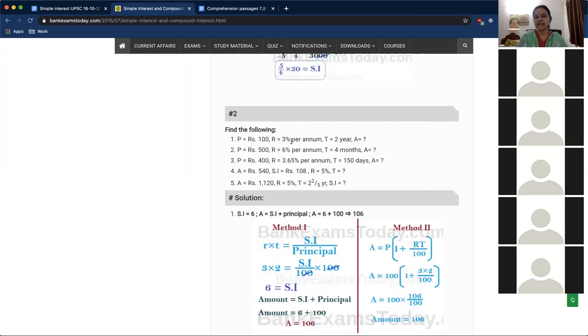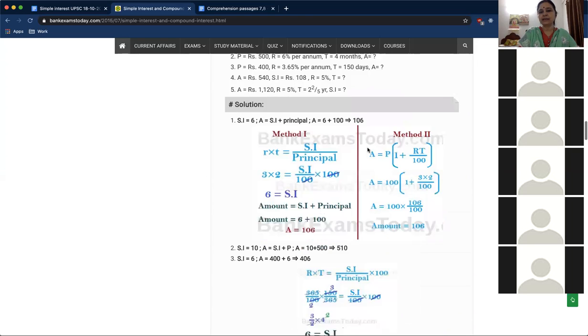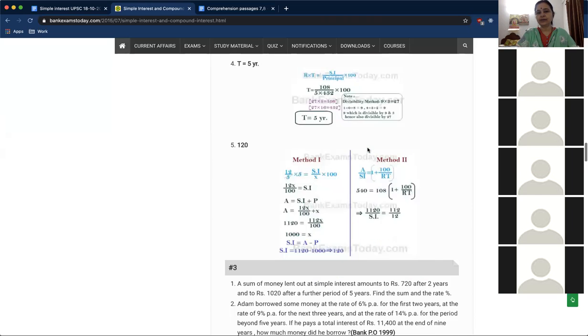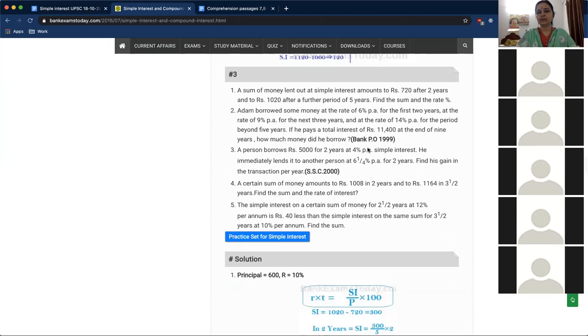If P, T and R are given, how to find the amount? Principal plus interest together is called the amount, which you have to repay after 2 years or 3 years. The total money which you are repaying is called the amount. It is represented by capital A. You can note this down and solve them also.